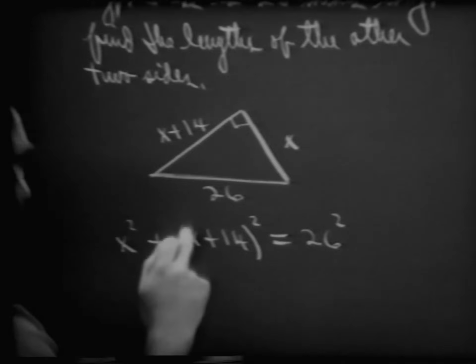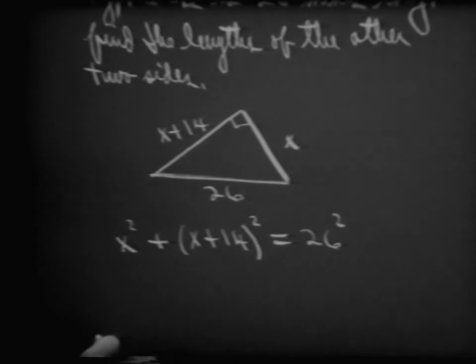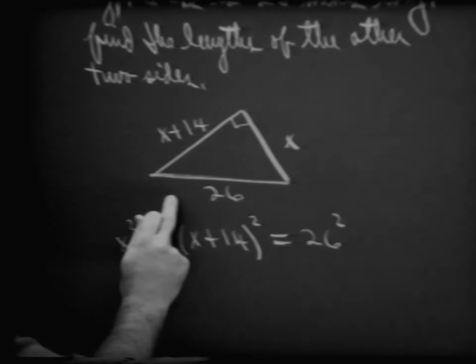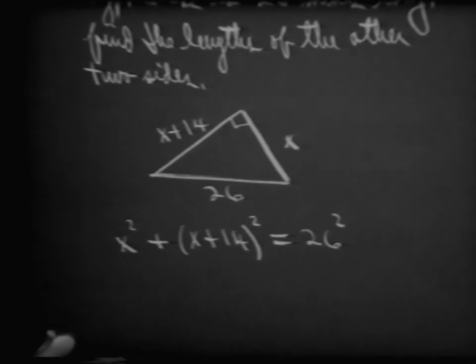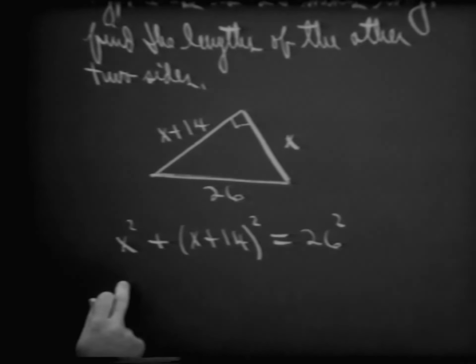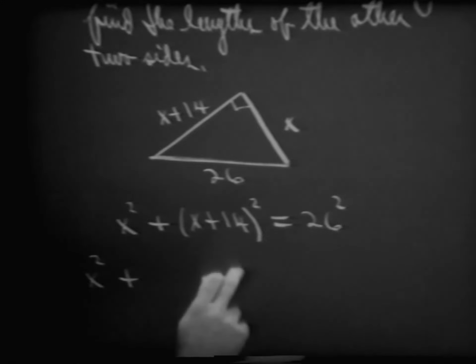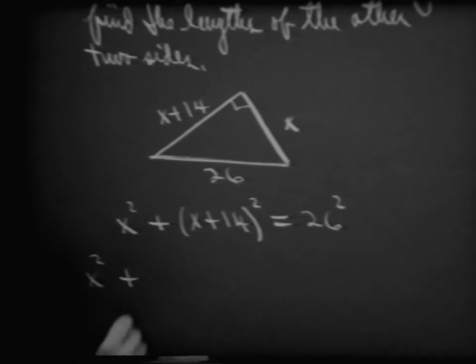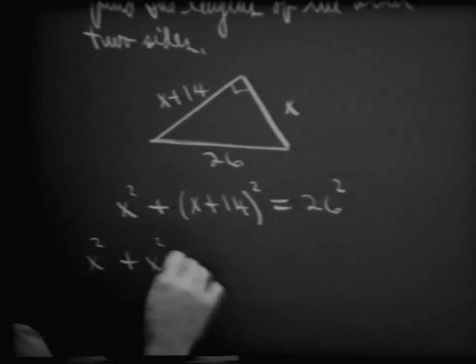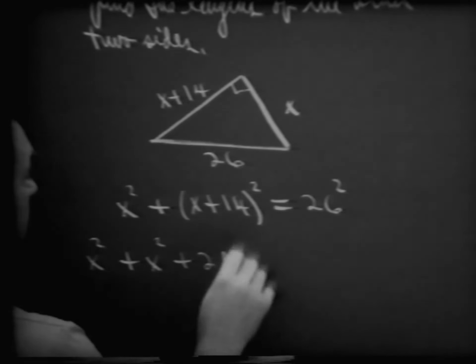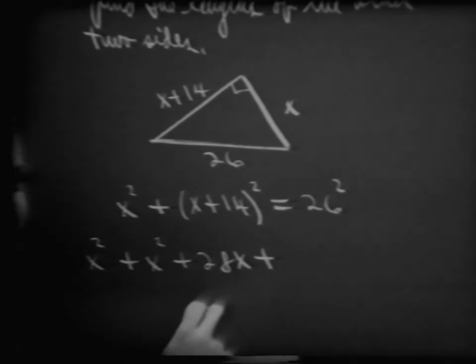And of course, this comes right out of what statement? What do we know, Doug? What we call the Pythagorean theorem, which I'm sure you're all familiar with. Well, let's now solve this equation. And when we do so, notice here we have x squared plus the quantity x plus 14 squared, which when multiplied out is x squared plus 28x plus, and now what is 14 squared?